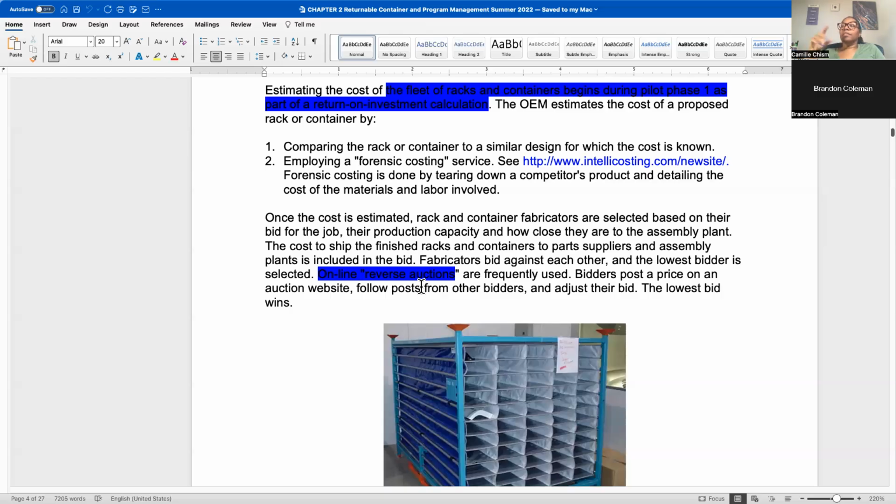So this example gives fabricators. The fabricators are the companies that make racks. A lot of times when you hear in automotive packaging about fabricators, they're generally talking about fabricators of racks, because these are welded together.